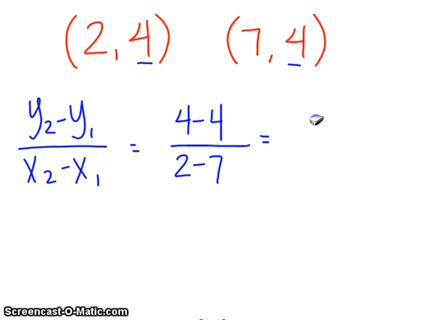But the reason it doesn't matter is because no matter what, I get 0 for my numerator, and in this case I get negative 5 in the denominator. But even if it had been the other way and I'd had the positive 5 in the denominator, 0 divided by anything is 0. So in this case you have a slope of 0. This comes up whenever you have a horizontal line.